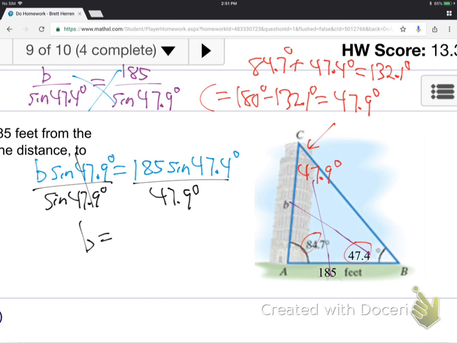Boom. Hit the buttons on your calculator. 185 sine of 47.4 divided by, whoops, I forgot sine down here. What am I doing? I'm getting hasty. I'm getting 183 point something. I don't know how much they want me to round. Whatever they want you to round on that. Did y'all get that? Is that good? I want you to round to the nearest integer. So 184.